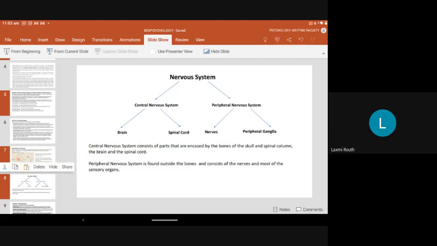After that, the next slide is about the nervous system. What are the main divisions of the nervous system? The central nervous system and the peripheral nervous system. The central nervous system is mainly divided into the brain and spinal cord, and the peripheral nervous system into the nerves and the peripheral ganglia. So these are the main broad subdivisions of the nervous system.